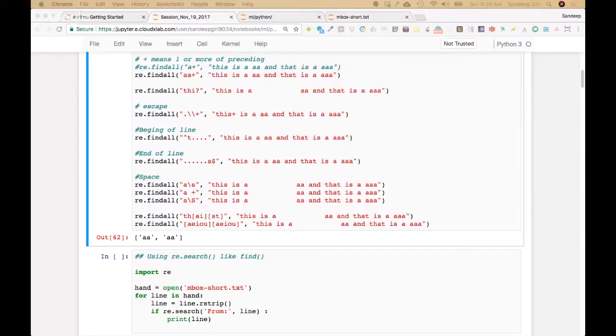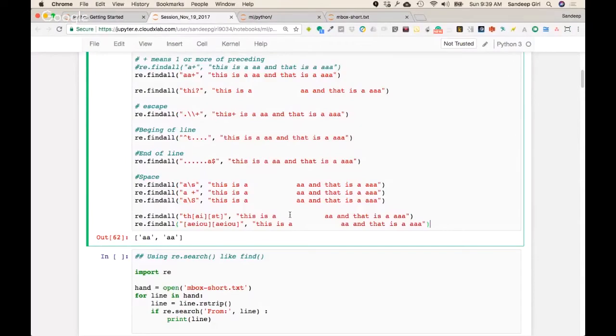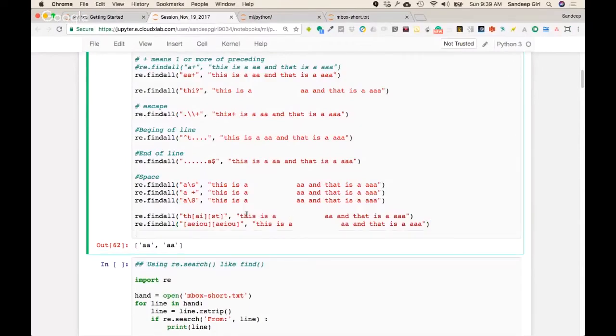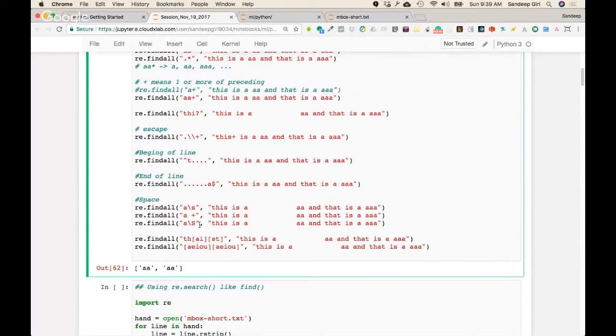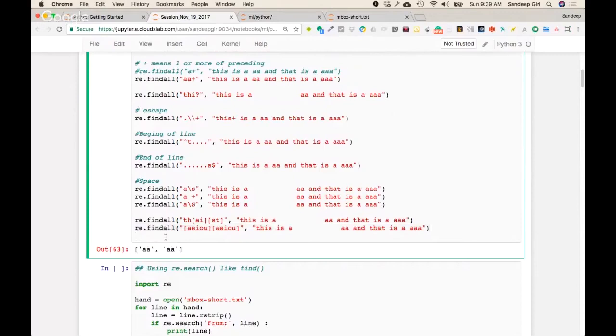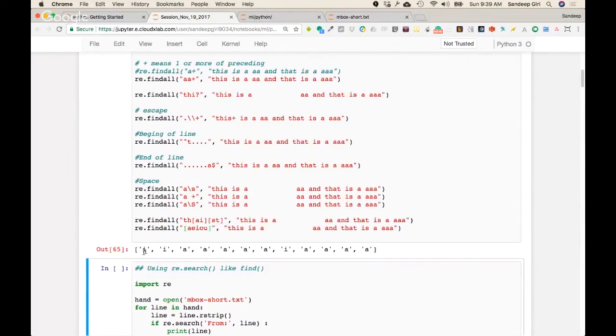A question from Subrama: when we do shift enter here, does it execute only the last line? Not really. All these lines are getting executed. Just that it is printing the result of only the last line, because the other values are getting overwritten with the output of this one. So basically you could match the vowel so quickly and easily using this kind of syntax.